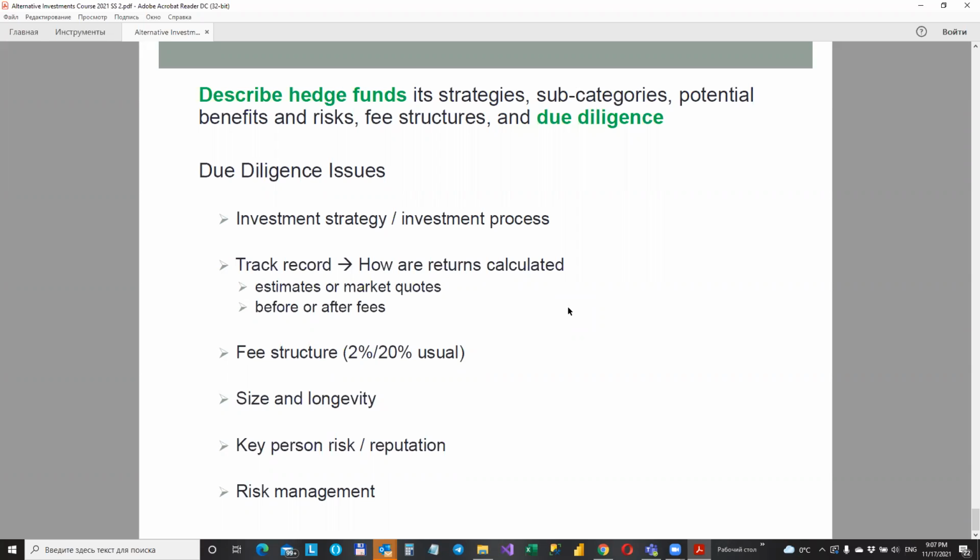So we will again return to the issues of risk management and due diligence for all classes of alternative investment in sessions that will be solely devoted to the process of risk management and due diligence. For now, we finished with the hedge funds introduction. We dove into some details.